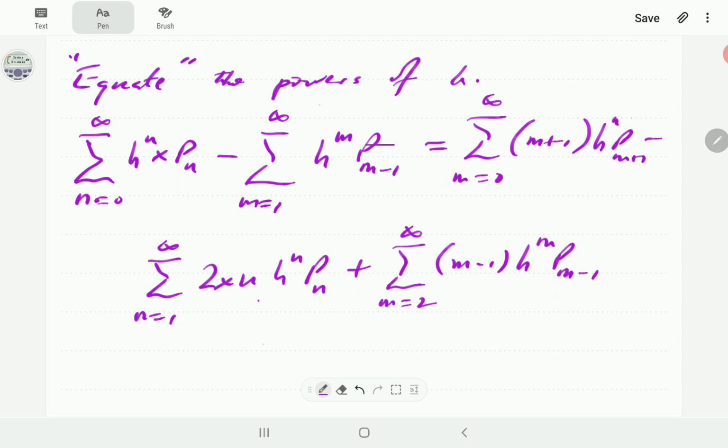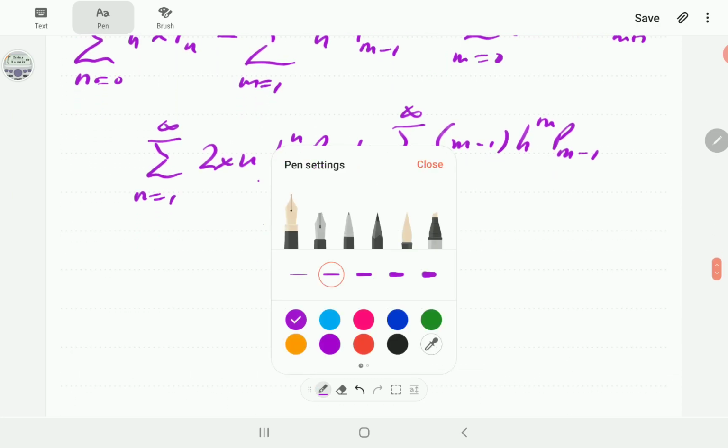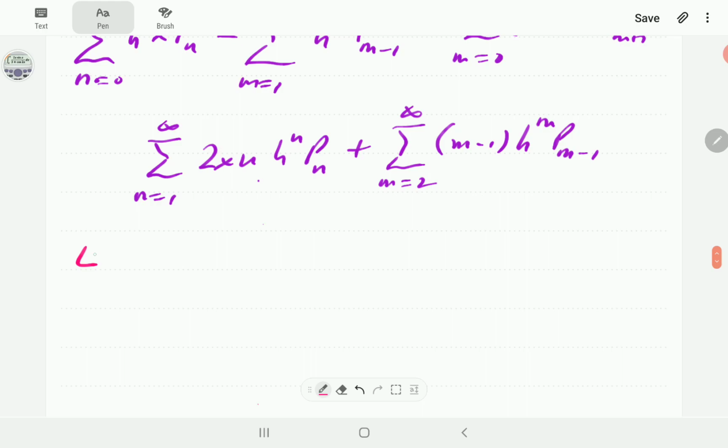Once the power of h and the lower limits are the same, then we can factorize this. We can write all of them as one summation. So, well, maybe in this case we have one summation on the left hand side and one summation on the right hand side. So let's get going. So this time we are going to equate the lower summation limit.